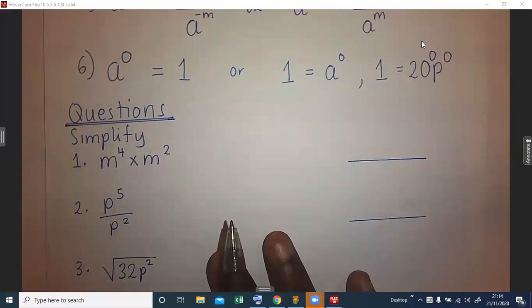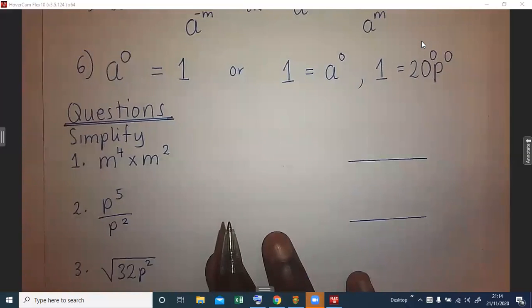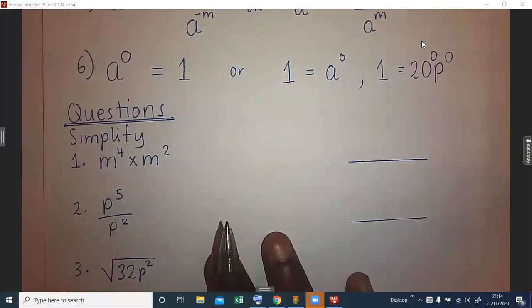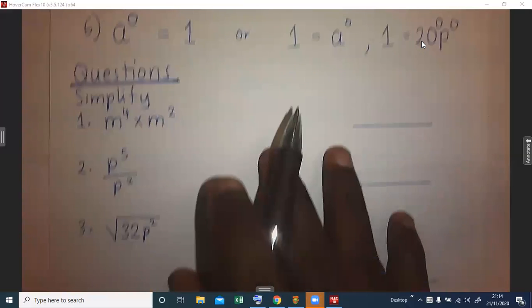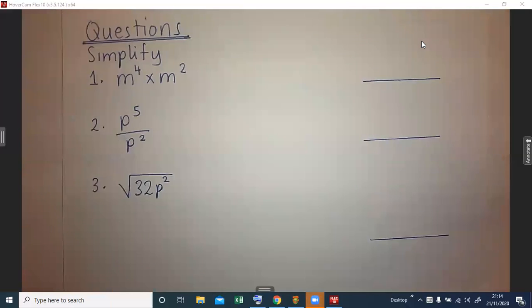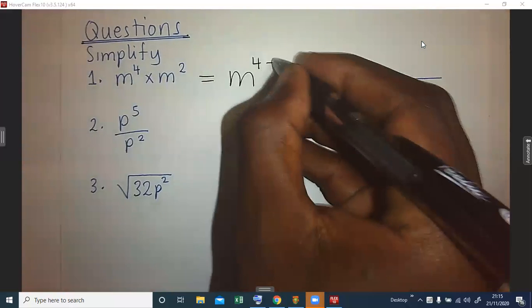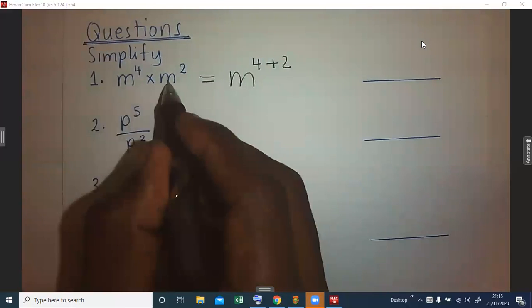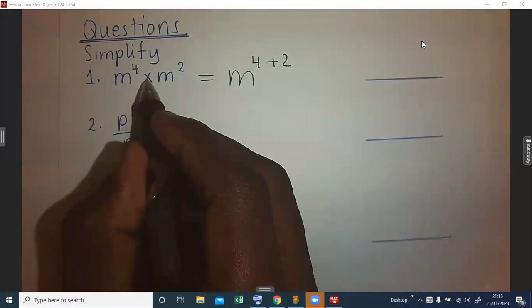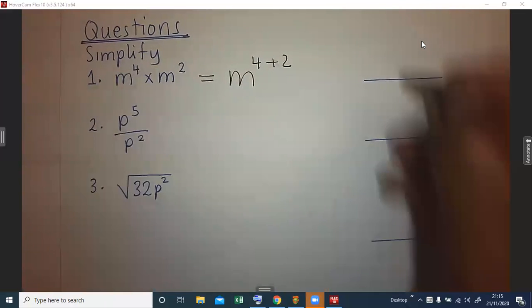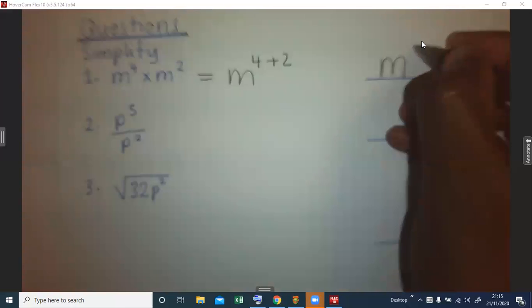Having looked at those important 6 rules, let us use those rules to do some questions. Let's start by simplifying. Simplify the following. So this one is basic. So I take m for 4 plus 2 because they are base and they are multiplying. So when bases are multiplying, I add the powers. And my answer would be m power 6.